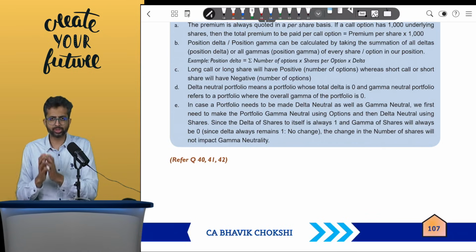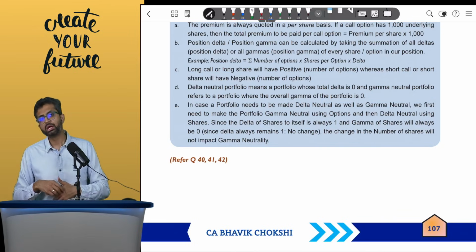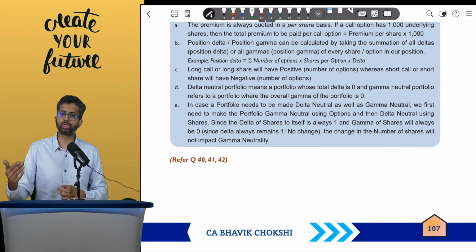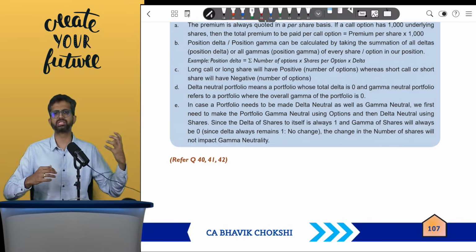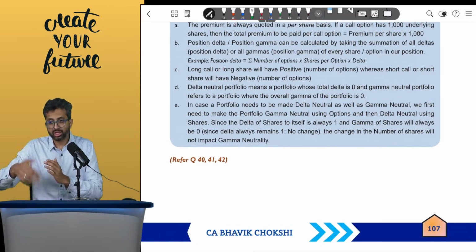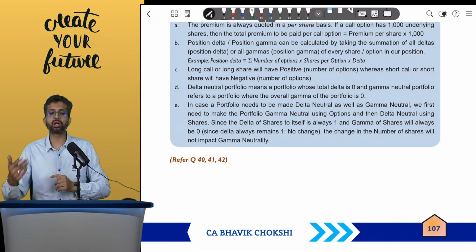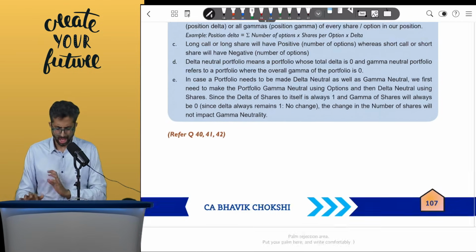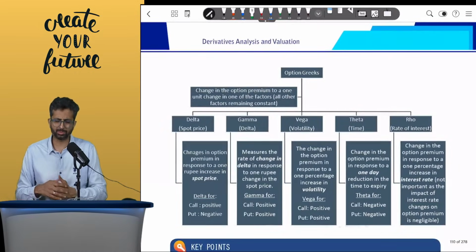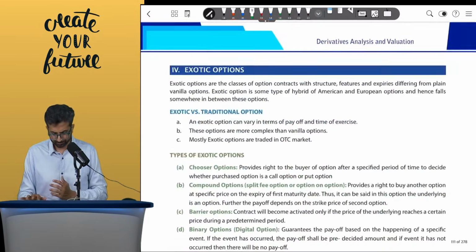So these are option Greeks. Delta, sensitivity to share price movements. Vega, sensitivity to volatility. Theta, sensitivity to time. Rho, sensitivity to rate of interest, and gamma is like convexity. As share price keeps on changing, the delta keeps on changing, so the rate at which delta changes is called the gamma. Over here, usually you might get an MCQ, not a full-fledged question, on option Greeks typically.